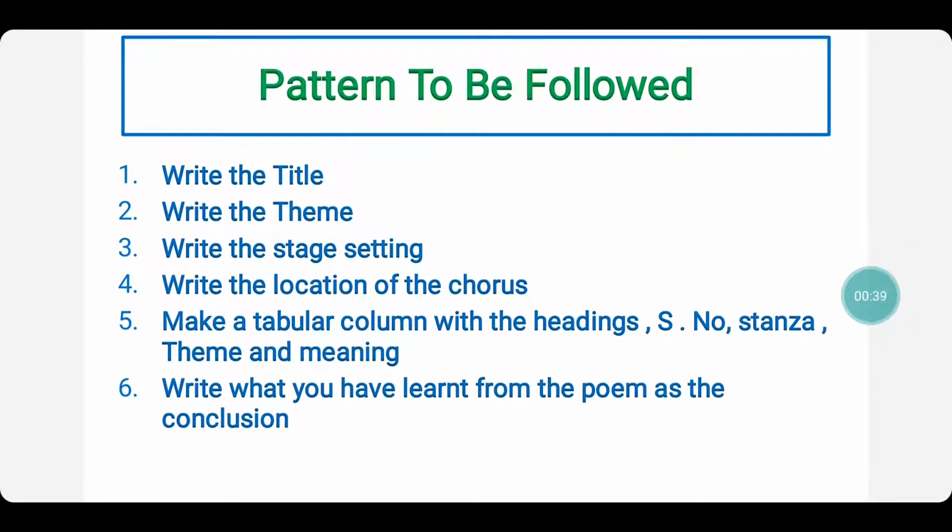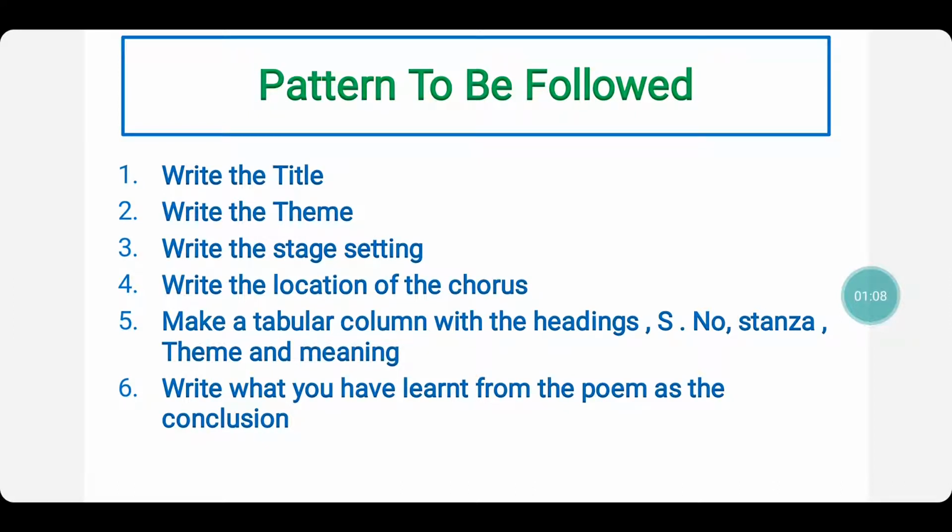On to the pattern to follow. Write the title, that is the title of the poem. Write the theme of the poem, the central idea of the poem. Then the stage setting, the setting that we would do on the stage in order to bring the atmosphere for the poem. Location of the chorus, where the chorus or the singing group is located.